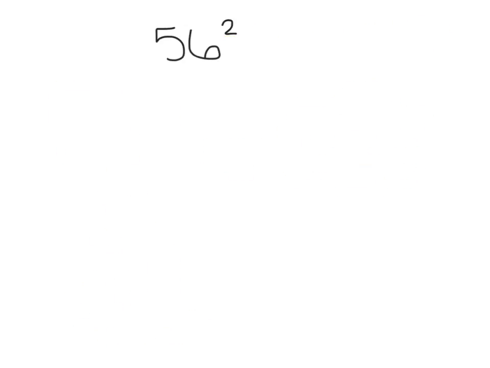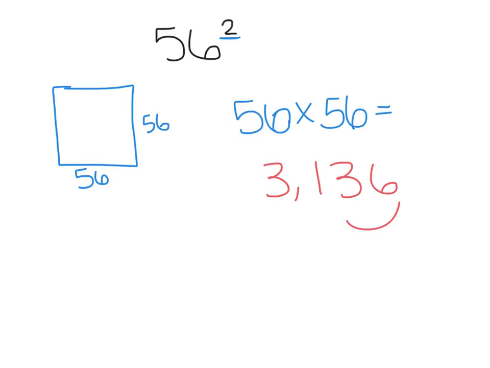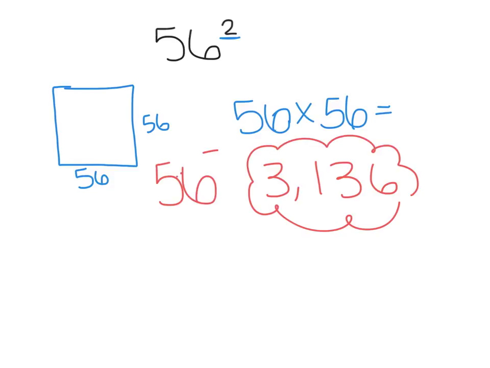For the next question, we have 56 squared, or 56 to the second power. If you want to think about that by drawing out a square, that means all the sides equal 56. And in order to get the area, you would do 56 times 56. When you solve out the math for that, you get 3,136. So 56 squared equals 3,136.